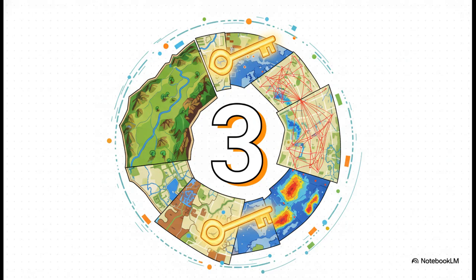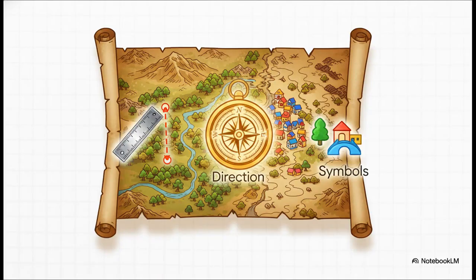So here's the cool part. It doesn't matter if you're looking at a physical, political, or thematic map, they all share a common language. And there are three fundamental keys to understanding this language. Once you get these down, you can unlock the story hidden in pretty much any map you find. And here they are, the big three. The essential components of every single map are distance, direction, and symbols. Think of them as the grammar of map reading.